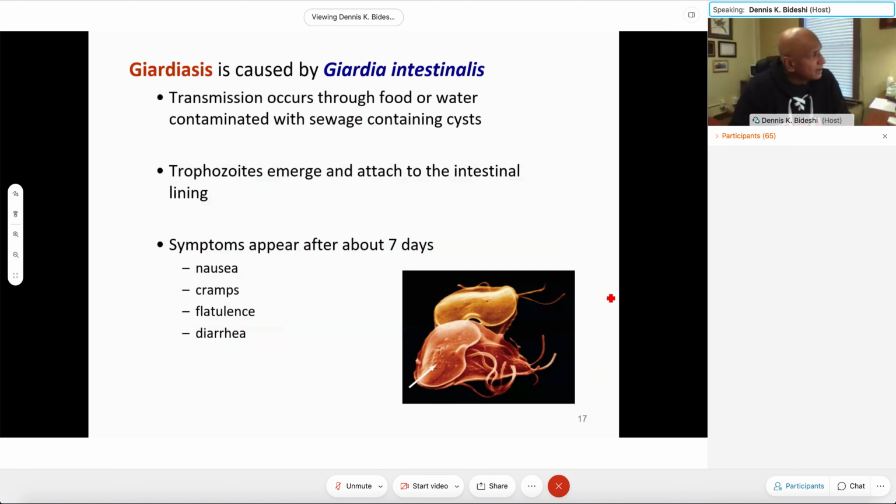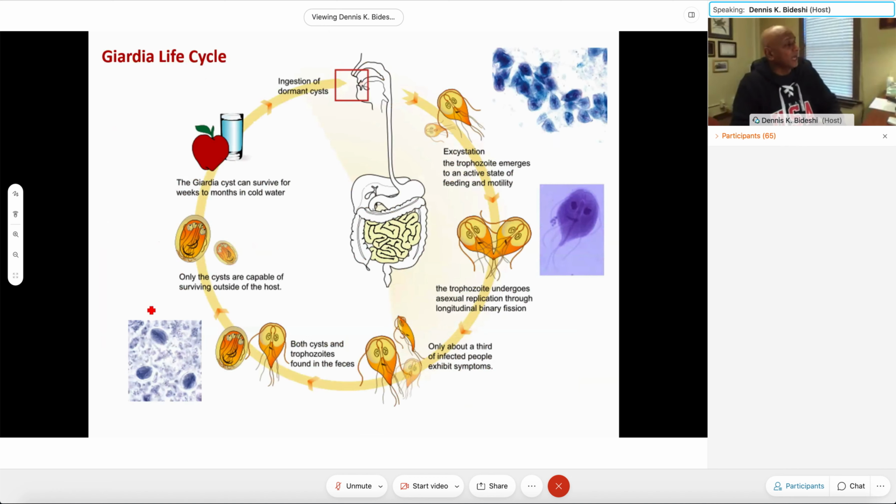Okay, so the first one is Giardia. It used to be called Giardia lamblia, but the name now is Giardia intestinalis. So here's what I want you to know. You get this parasite from contaminated food and water. So this is what it looks like. This is a nice little high-resolution image. And I'll show you some pictures in a minute. It's a single-celled organism. Let me just say, in typical people who are infected, the symptoms appear in about 7 days or so. You have nausea, cramps, flatulence, diarrhea. Sometimes it can be quite painful.